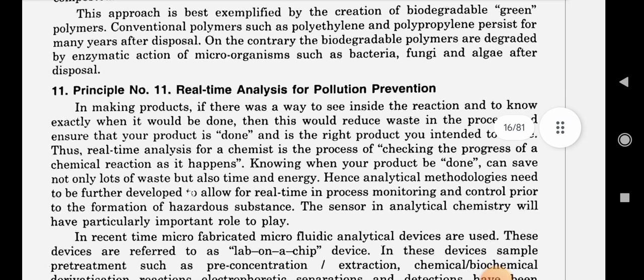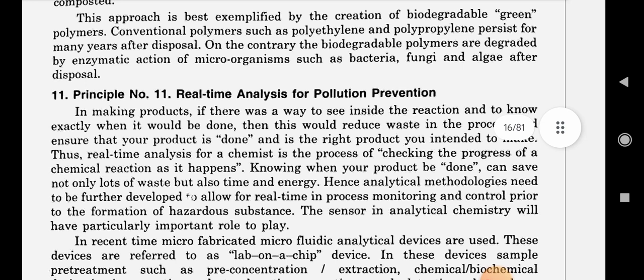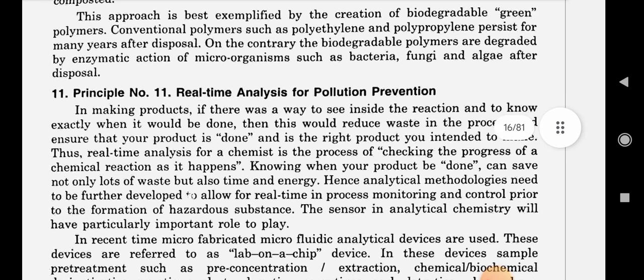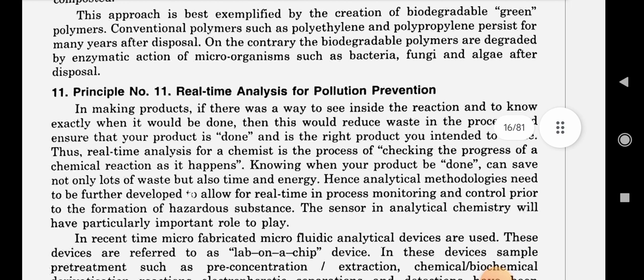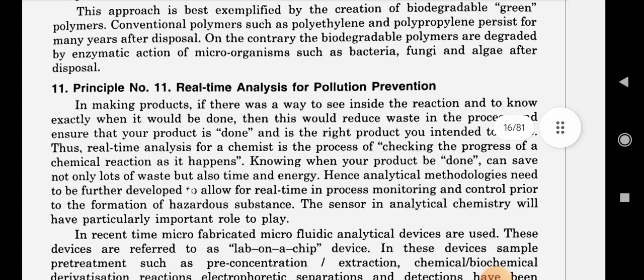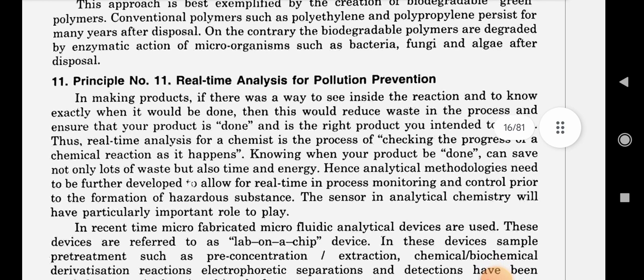This approach is best exemplified by the creation of biodegradable green polymers. Conventional polymers such as polyethylene and polypropylene persist for many years after disposal.